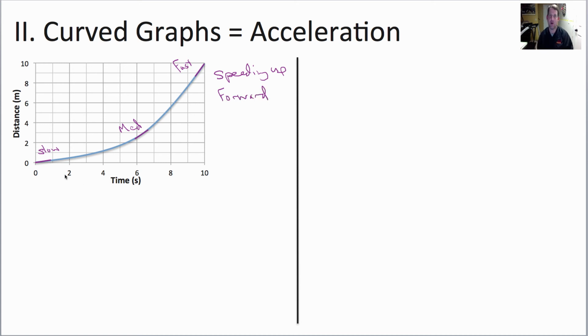And that's the analysis process. So the first thing to do is draw these little tangent lines, these little slope lines here at different places along the graph, and then see if it's getting steeper or less steep. Okay, let's get another one.